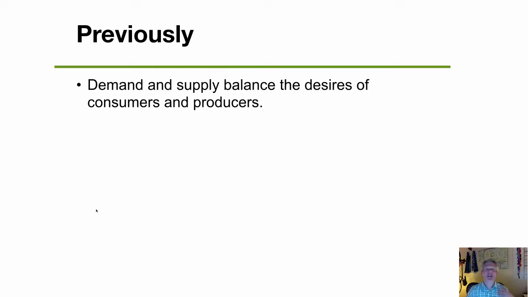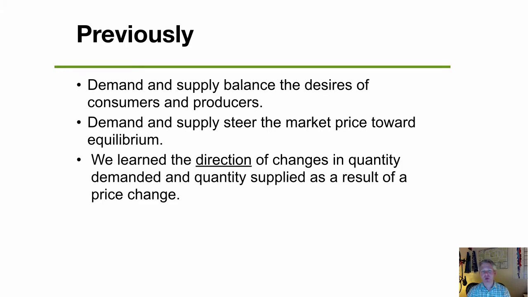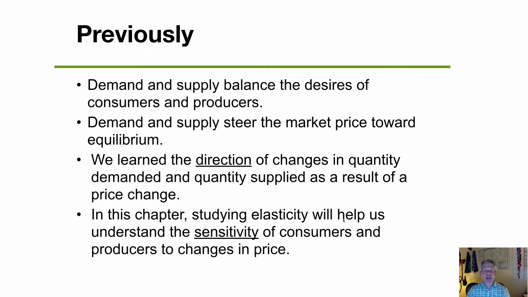So previously we've seen that demand and supply balance the desires of consumers and producers in our supply and demand model. Demand and supply steer the market price toward an equilibrium price and an equilibrium quantity. So we learned that the direction of the change in quantity demanded and quantity supplied is a result of a price change. In this chapter, we're going to study the sensitivity of price changes. So when price changes, how much does quantity demanded change? When something shifts, how big is the change in the quantity demanded or the price?